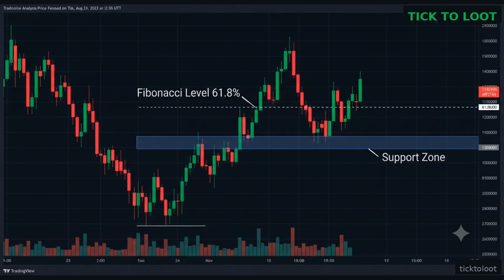When a Fibonacci level coincides with a support or resistance zone, it's like a double whammy for the price action. This is called confluence, and it's a very strong level that's likely to hold. Think of it like a wall that the price can't break through easily.